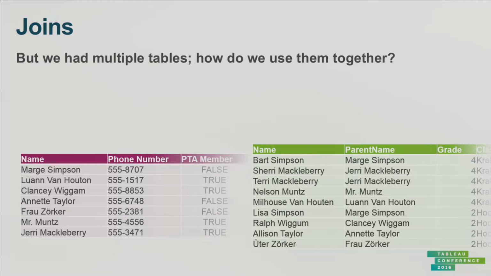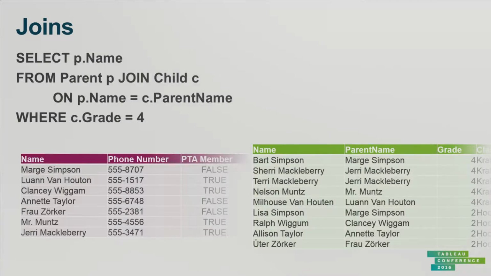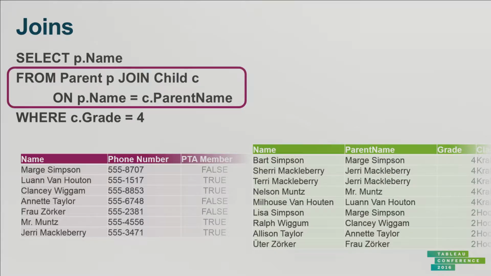We had multiple tables. We had a parent table and a child table. And I want to ask a question that uses both of them. That was the whole point of having multiple tables. So let's find out which parents have children in grade 4. All right, how do I do this? Here's the SQL for it. Let me walk you through the SQL for it. So the first thing is we have this from clause. And you'll notice that the select and the where clause are, if you fully absorb the previous example, they should now be fairly straightforward. But that from clause is definitely more complicated. In particular, it has this thing. It says join.